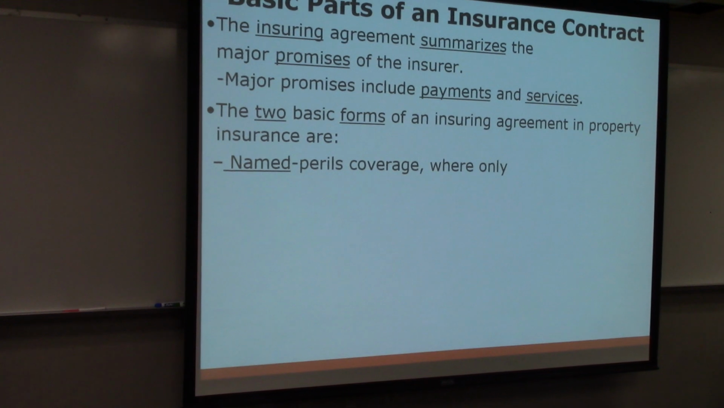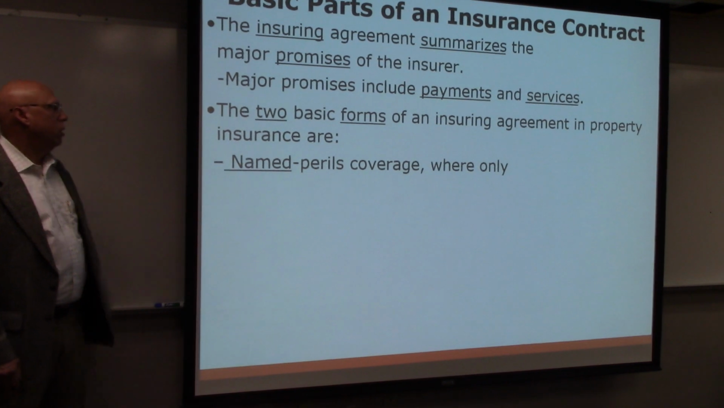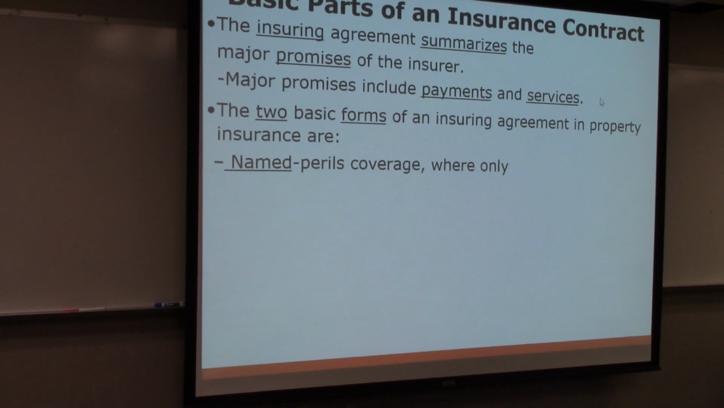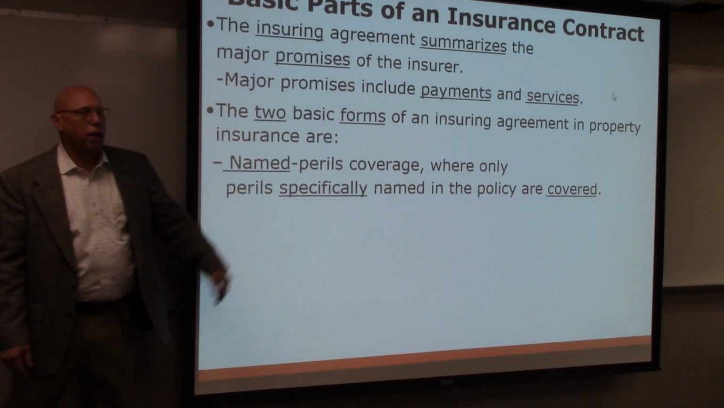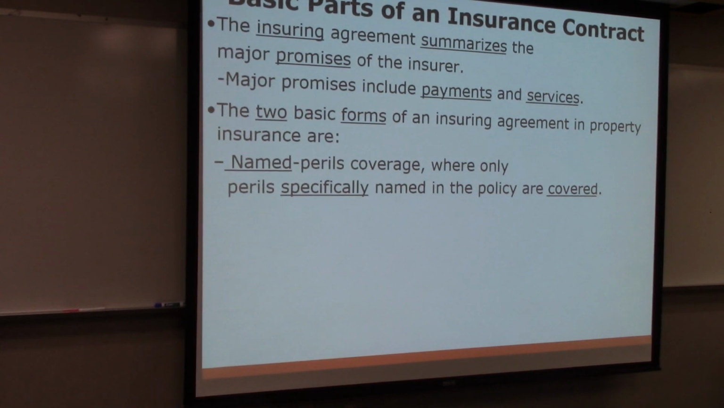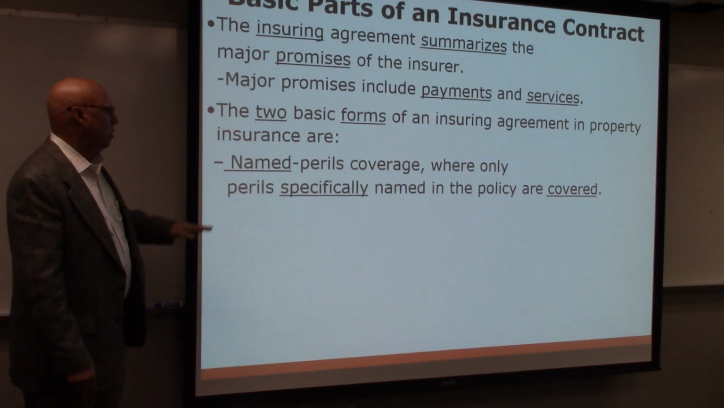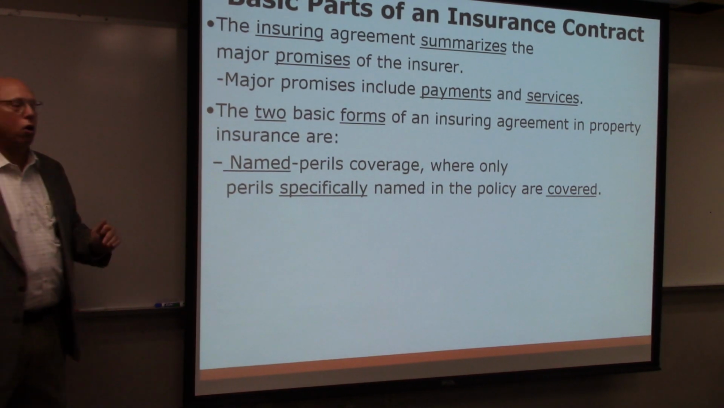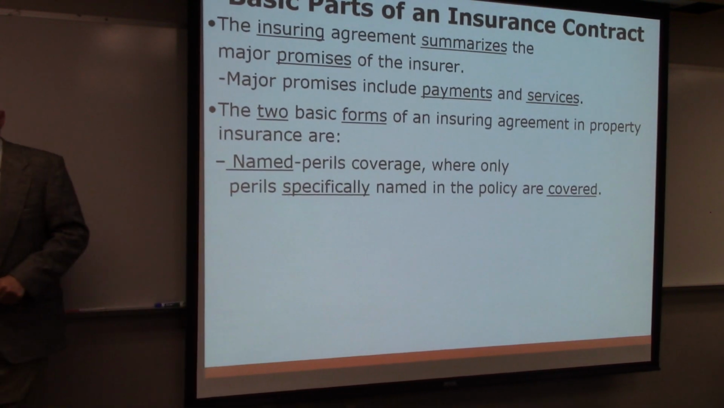All right. So, two forms of agreement that you need to be familiar with. One is called named perils coverage. Only perils specifically named in the policy are covered. So there is a list of items, causes, that would be covered. So if property is damaged by a peril or a cause that is not specifically named, you're out of luck.